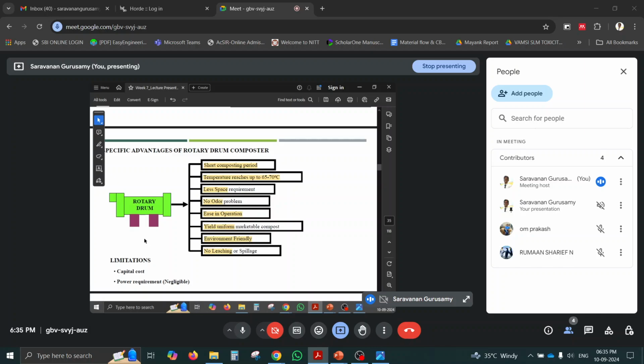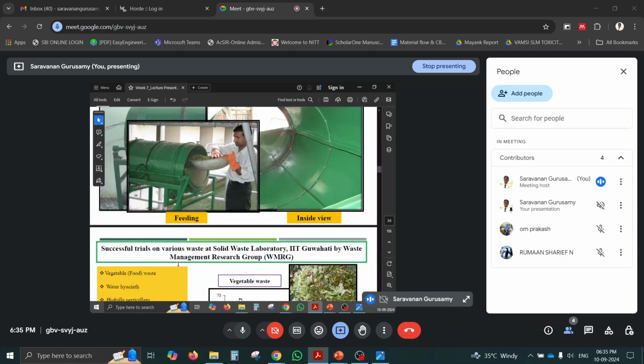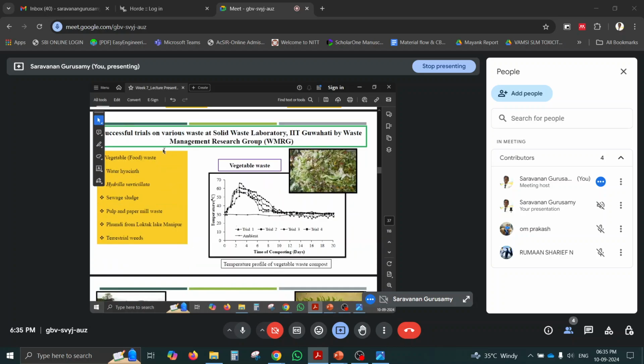Nothing will be leached out, and nothing will be spilled out. If you are doing open composting through windrow, a tractor kind of equipment will mix the waste from this end to that end. That will cause some spillage, and whatever leachate comes out should be collected and treated separately. But in the rotary drum, those are all advantages. The limitation is that the capital cost is higher and the power requirement will be higher, but that is comparably negligible only.